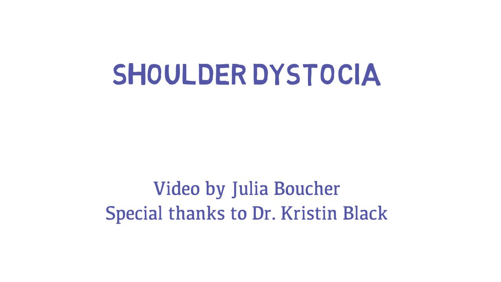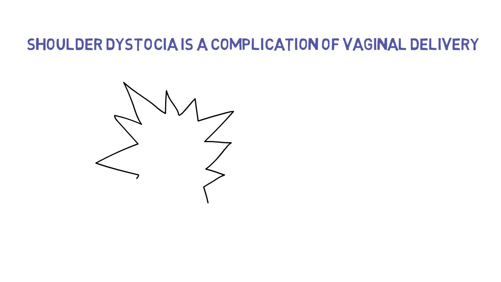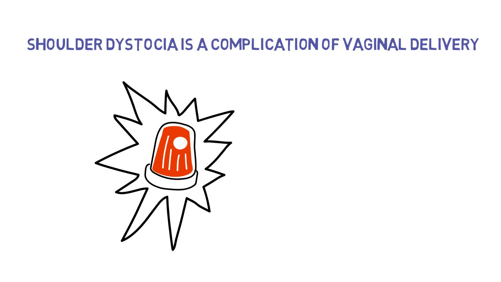Today we're going to be talking about the diagnosis and management of shoulder dystocia. Shoulder dystocia is a complication that can occur during a vaginal delivery. It is an obstetrical emergency. Shoulder dystocia occurs when, after delivery of the fetal head, additional obstetrical maneuvers are required to deliver the fetal shoulders. It occurs in approximately 1% of births.